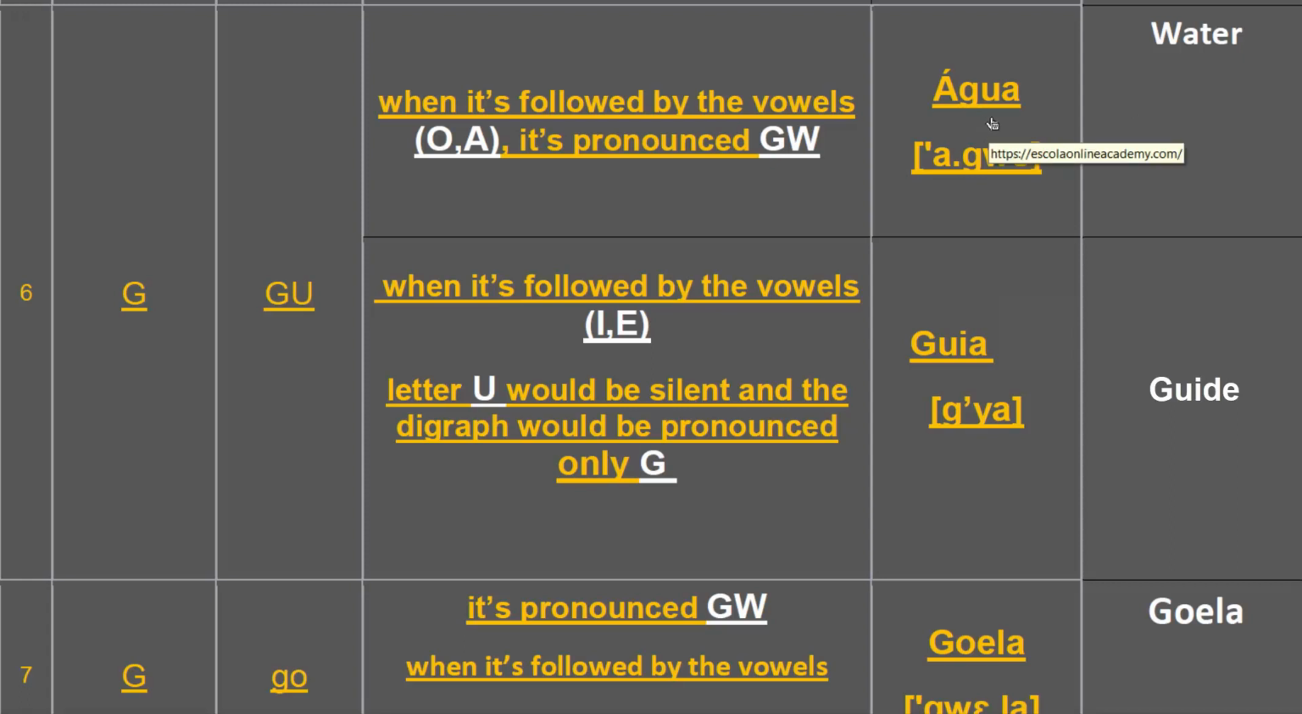letter U in Portuguese is pronounced as W because it's followed by the vowel A, "água". When it's followed by the vowels E or I, letter U would be silent. We don't pronounce it. And the digraph would be pronounced only as G in Portuguese. The example that we have here is the word guide, which means "guia". As you see here, letter U is silent. We don't pronounce it, and the digraph is pronounced only as G.